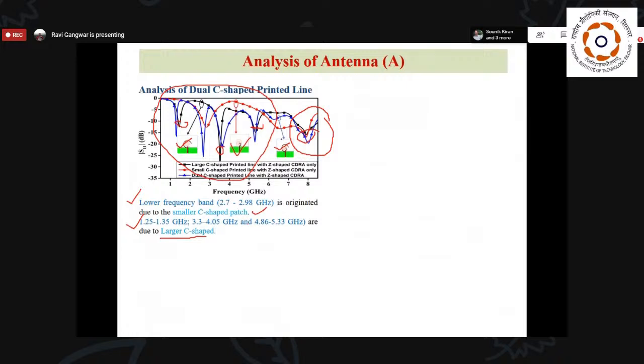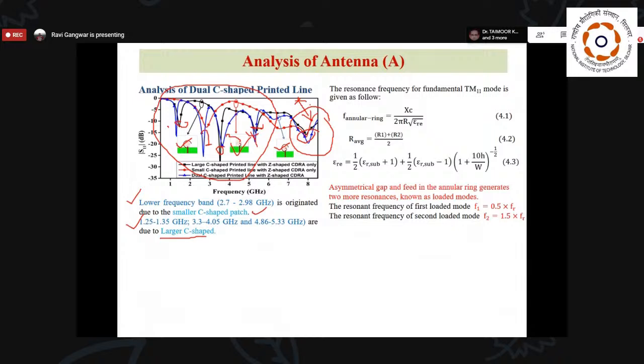That means these 4 bands, first, second, third, and fourth, are all due to the C-shape structure, whether the smaller or larger C-shape. And the last one, the highest order band, is due to the dielectric resonator antenna itself. So we can say this is a perfect example of a hybrid antenna generating a multi-band response.